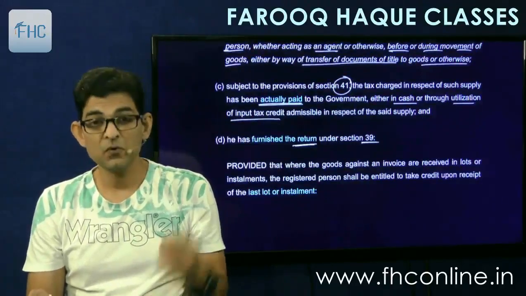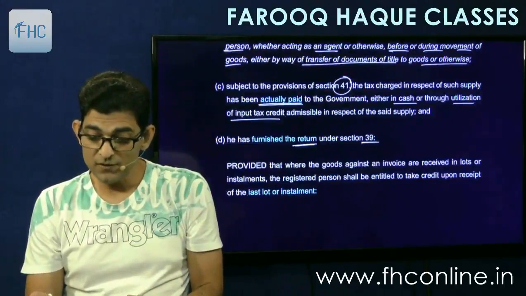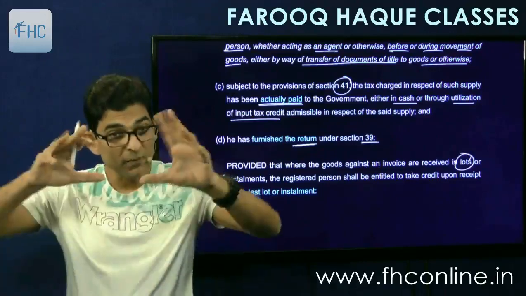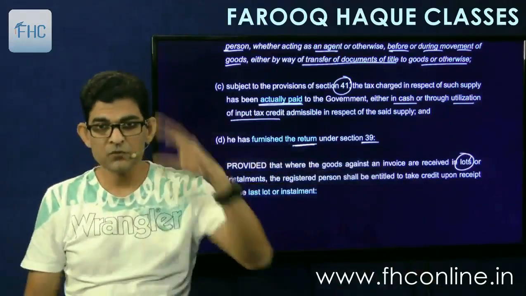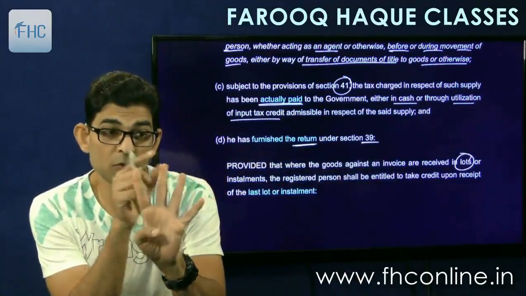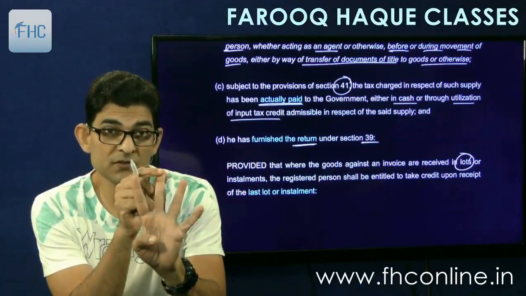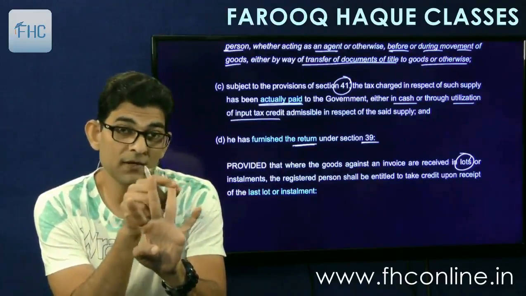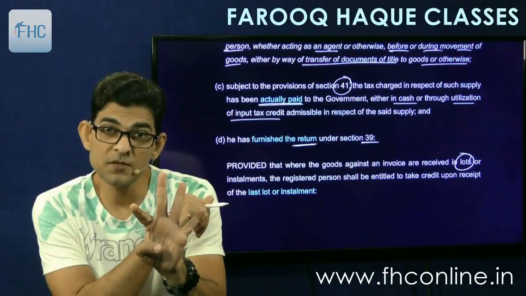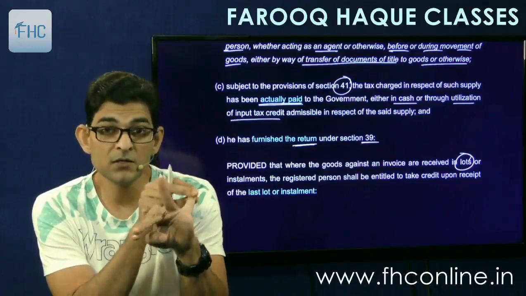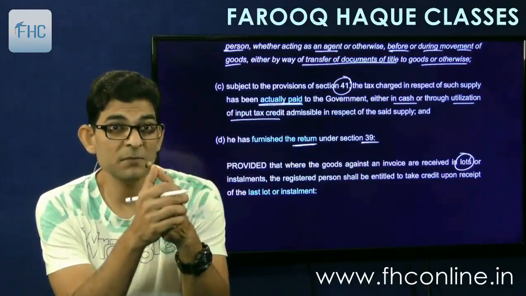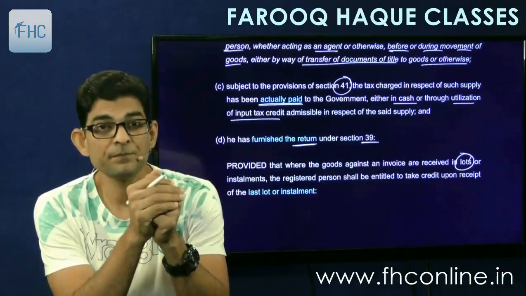And there is a proviso again, a lot of provisos are there, let's see. Provided that where the goods against an invoice are received in lots. Now you have to remember each of these points. First of all, you will remember the four conditions. What are the four conditions? Number 1, invoice or debit note. Number 2, possession of goods or service, or both as the case may be. Number 3, the supplier should have paid tax through his electronic credit ledger or cash ledger as the case may be. Number 4, he should have paid tax, and the return is to be filed under section 39. The GSTR 3, or now it is called GSTR 3B, should have been filed. Okay.